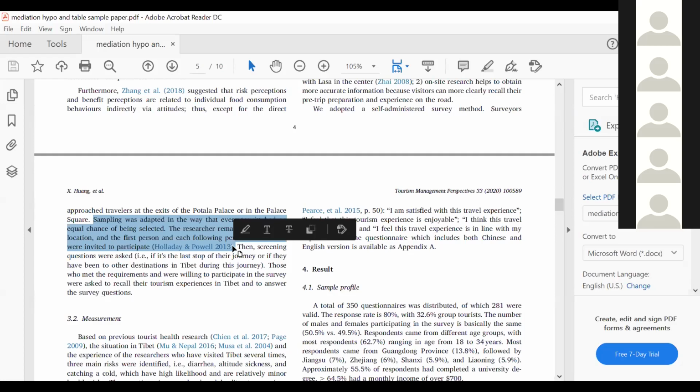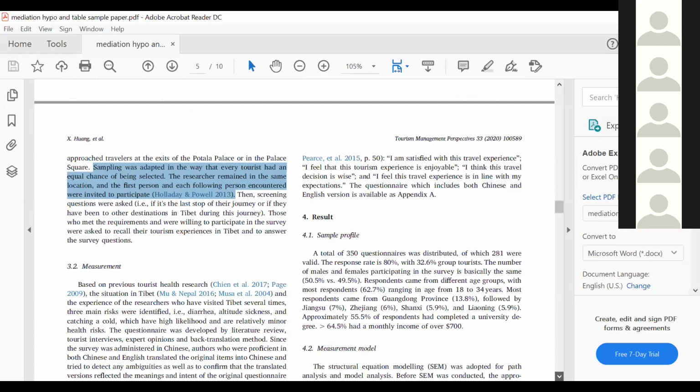Further, in some papers, there is a tabular representation of samples. Income wise, what percentage was male, what percentage was female, what percentage were young, what percentage were old. All these bifurcations are also given in a table. That is a better way of presenting the sampling.